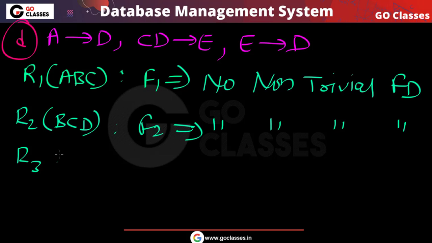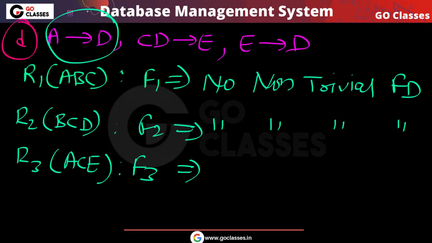Correct? Now, what is R3? R3 means ACE. So what are the functional dependencies that are applicable on R3? You can notice A can determine only D, nothing else. C cannot determine anything else. E can determine D, nothing else we can do. Whatever you do, again here also there is no non-trivial functional dependency. So you can check it out.